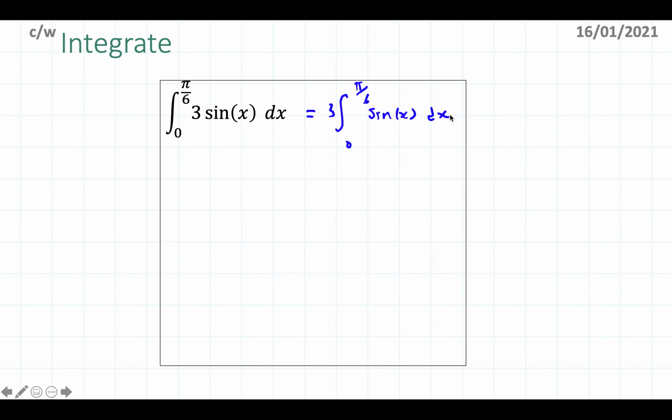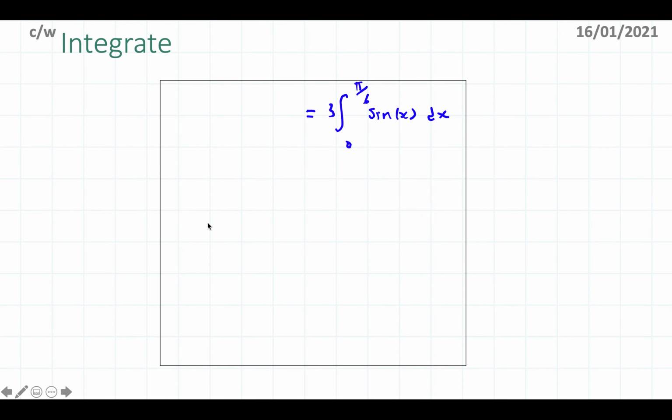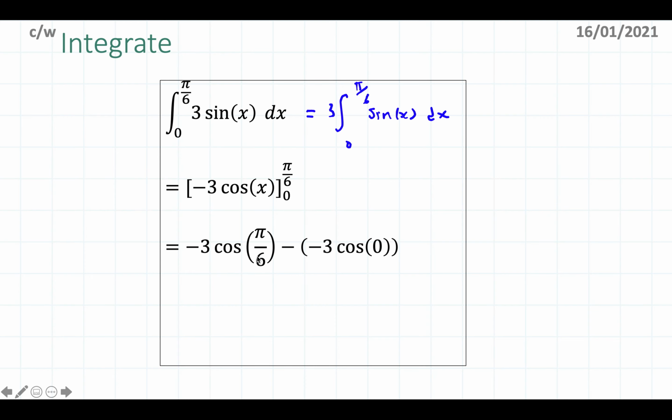If I go back to the previous slide, the integration of sine x is negative cos x. So I can integrate that, and it's going to give me negative cos x. I can multiply the 3 back in, or I can keep it out. I need to evaluate this integral from 0 to pi over 6, so I'm going to substitute pi over 6 first, minus the 0. Make sure that you're careful with the negative. This negative has to be next to the 3, and this negative is just because you're subtracting the two values. Then you simplify it and you end up with this.